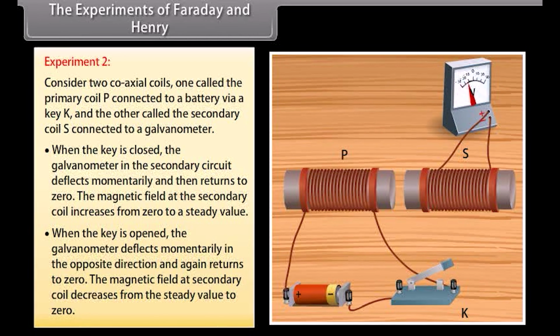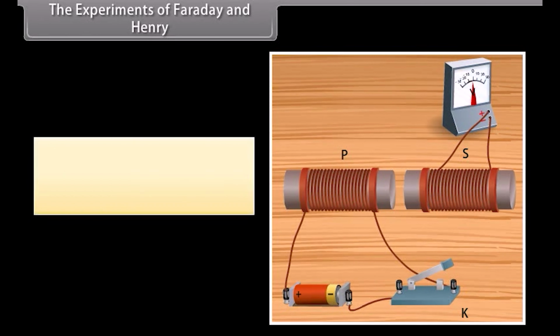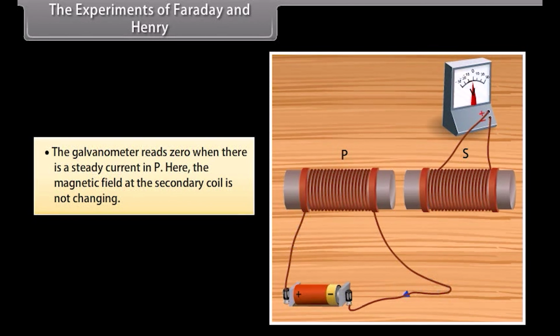When the key is opened, the galvanometer deflects momentarily in the opposite direction and again returns to 0. The magnetic field at secondary coil decreases from the steady value to 0. The galvanometer reaches 0 when there is a steady current in P. Here the magnetic field at the secondary coil is not changing.